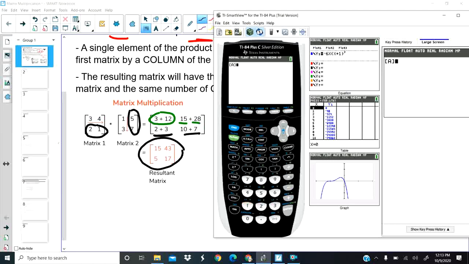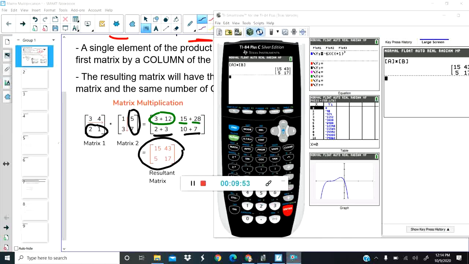So I have matrix A times matrix B. So I need to go back to second inverse and choose matrix B. And so I have A times B, press enter, and we get this same 15, 43, 5, 17. So that's going to be how you can do it on the TI-84 calculator.